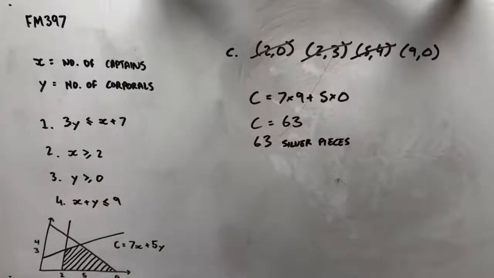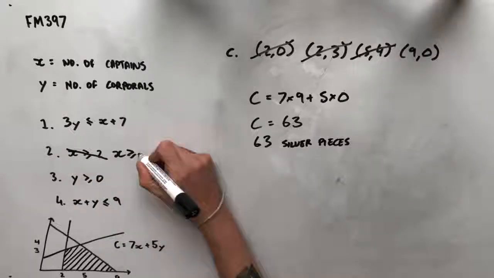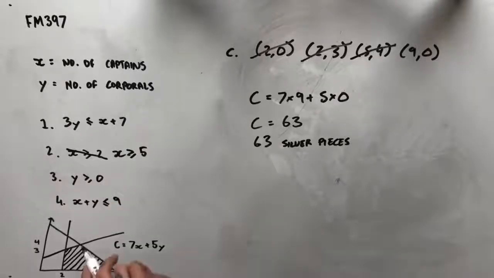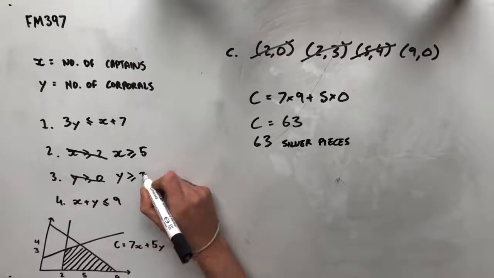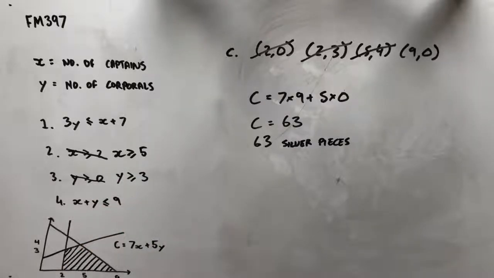Excellent. Now, we're given a little bit more information once again. We're told that it's wartime and new minimums of corporals and captains are required. Therefore, constraint 2, which is x must be greater than or equal to 2, is replaced with x must be greater than or equal to 5. And constraint number 3, y is greater than or equal to 0, is replaced with y is greater than or equal to 3. Constraints 1 and 4 remain the same, and the total cost of the crown per shift remains the same.